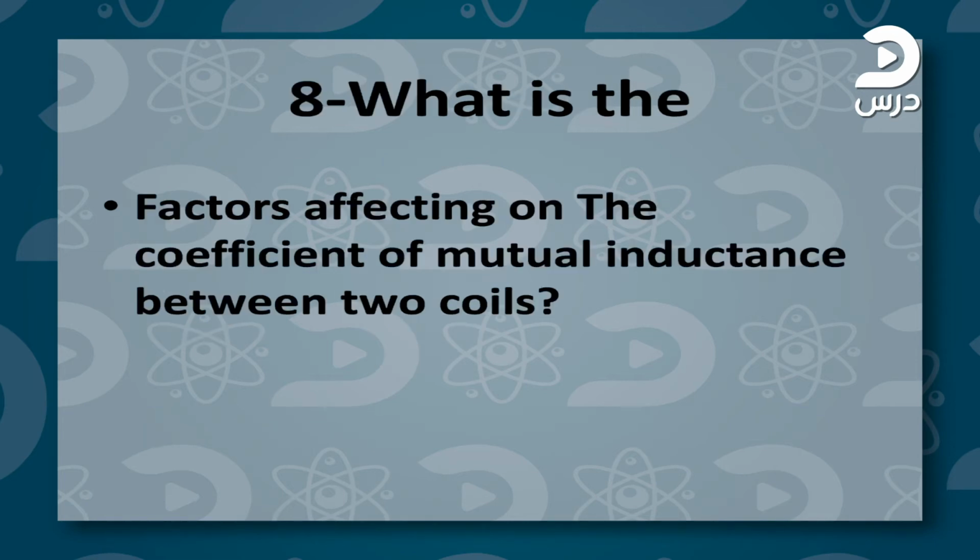Question number 8. What is meant by the factors affecting the mutual induction coefficient between two coils? Here from the law I can get the factors: mu equals mu N1 N2 A over l. So mu is the magnetic permeability, N1 the number of turns of the primary, N2 the number of turns of the secondary, the cross-sectional area or volume of them, and the distance between them. These are the factors affecting mutual induction.